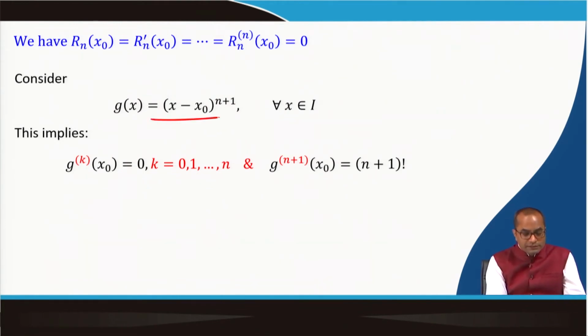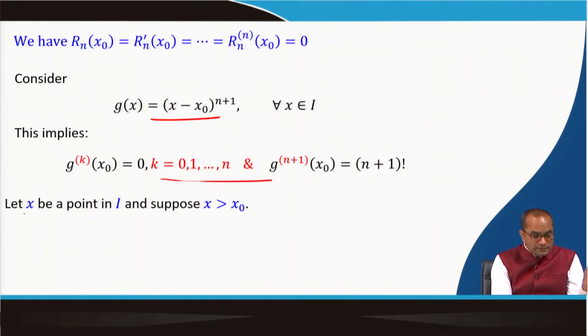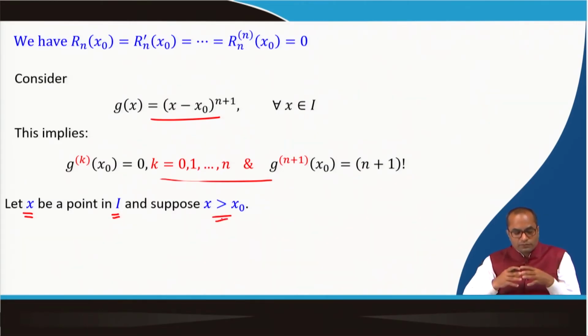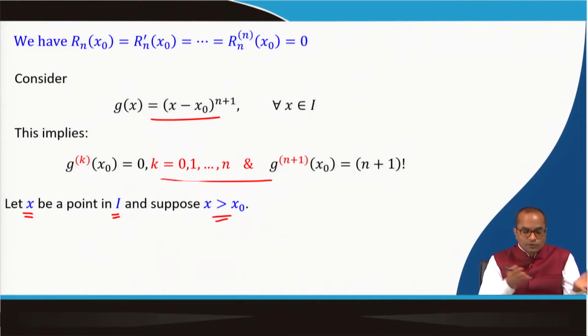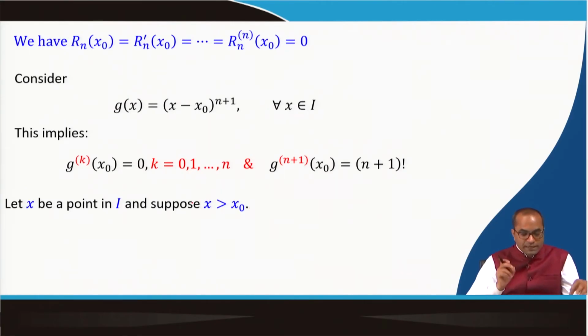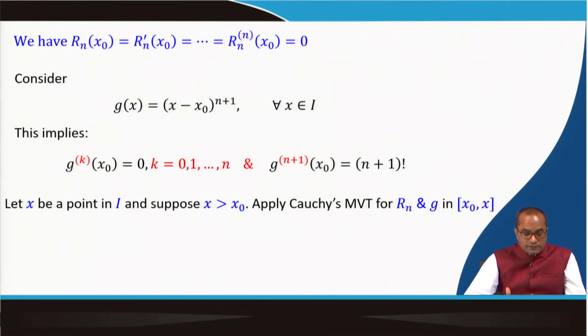So considering this function and these properties, let's consider x any point in the interval I. Just for the sake of convenience, we take either x bigger than x naught or x smaller than x naught. So let's consider that the point x which we have picked is bigger than x naught. And now we apply the Cauchy mean value theorem.